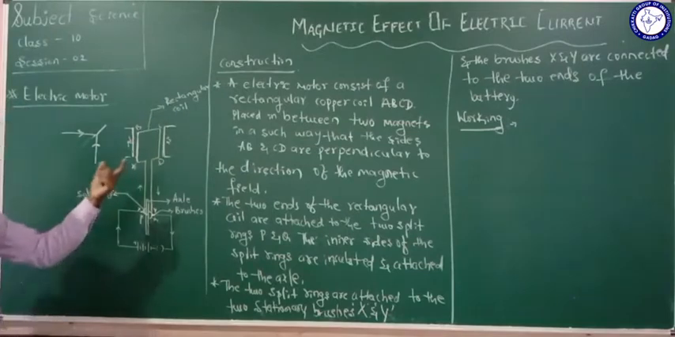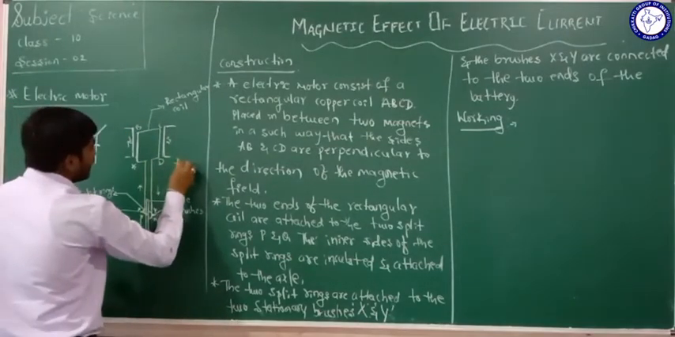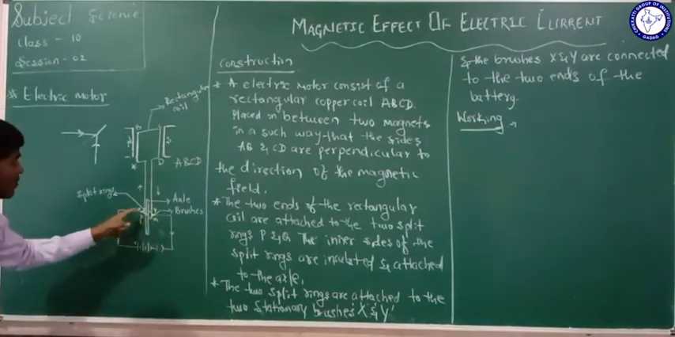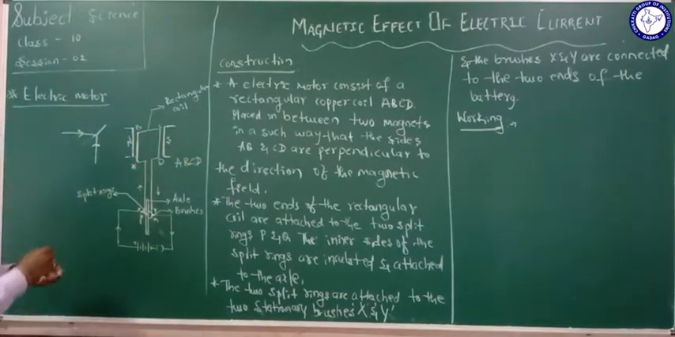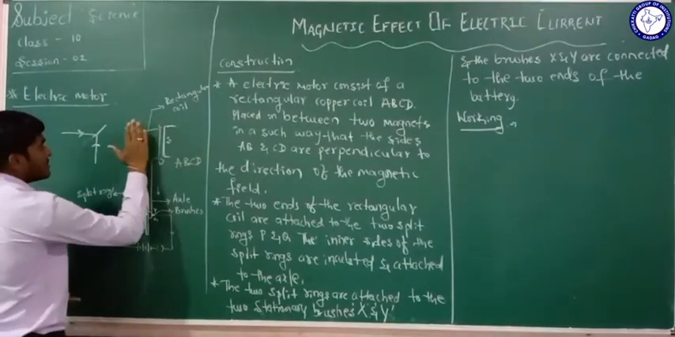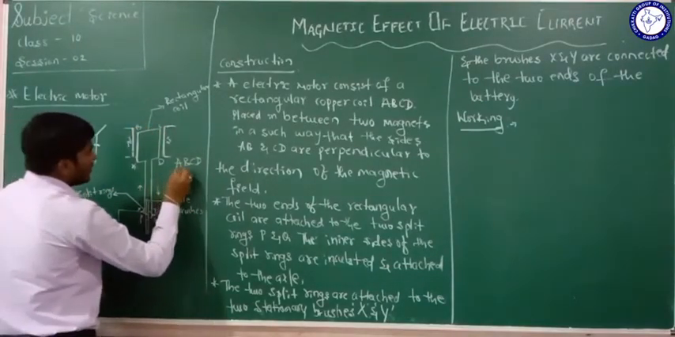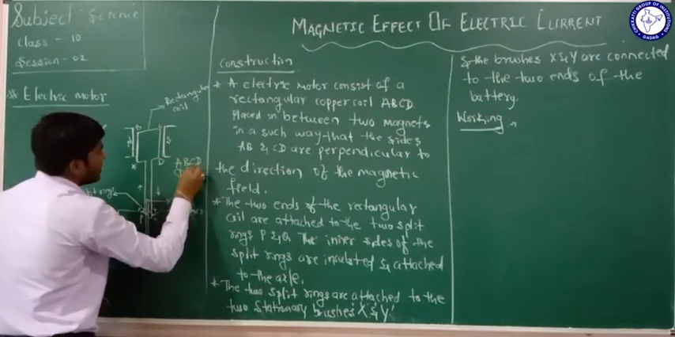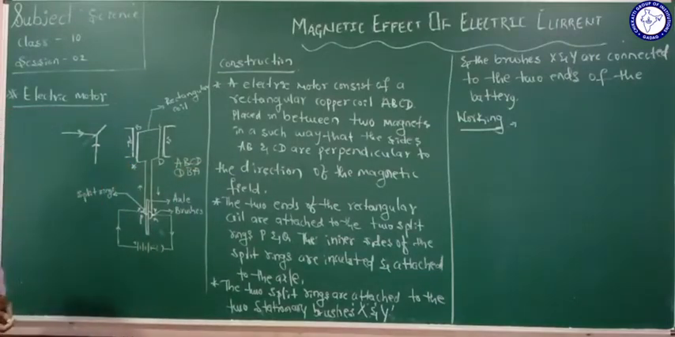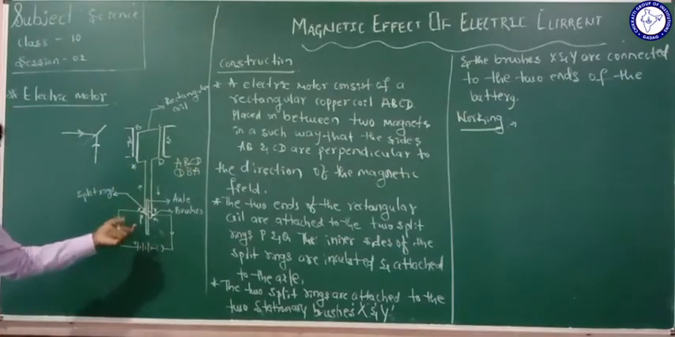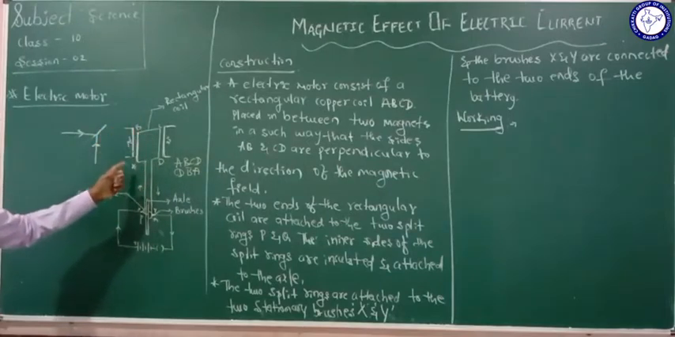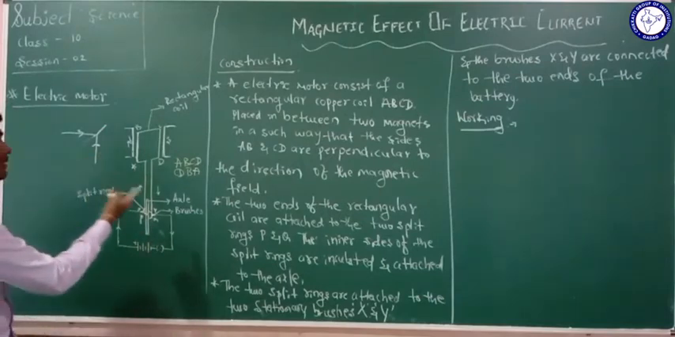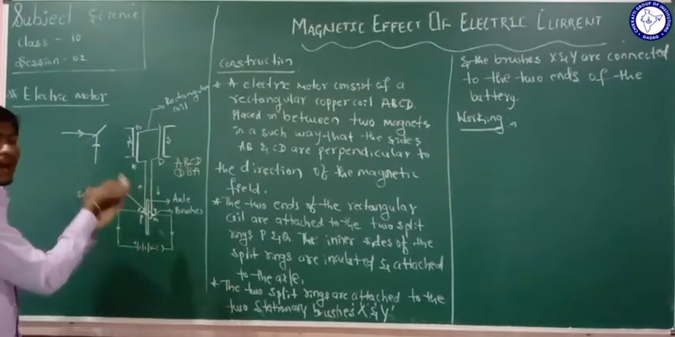In the first case, the current flows in the direction of A, B, C, D, isn't it? When the half turn is completed and CD comes to this place, the current flows in the direction of C, D, A, B. So with the help of the split rings, the direction of the current changes, and with the help of the change in the direction of the current, the coil moves up and down.